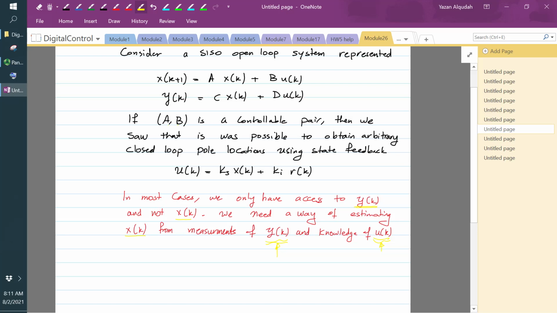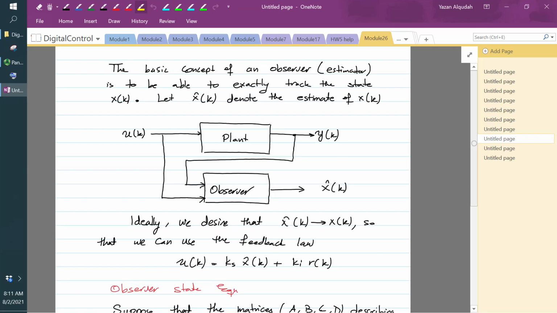And what we want to do is estimate the state so I can use it in the state feedback, even though I do not have sensors or access to the actual states in the system. This is done by designing an observer or an estimator, the same thing.